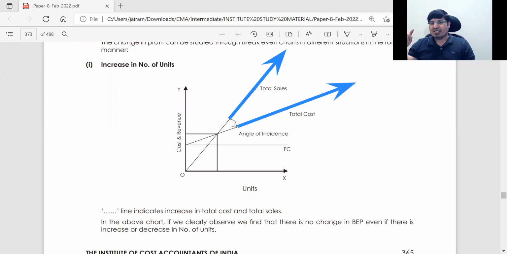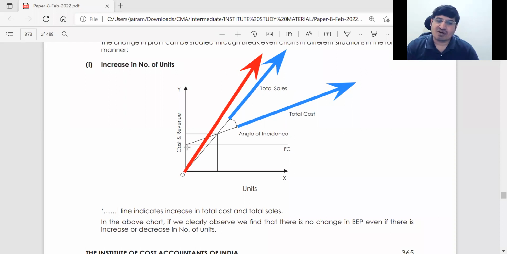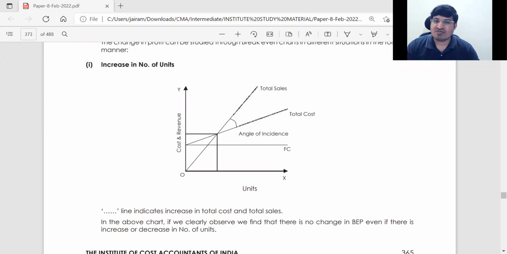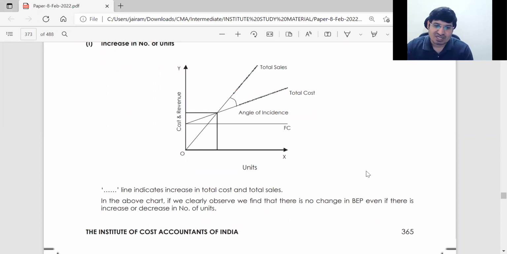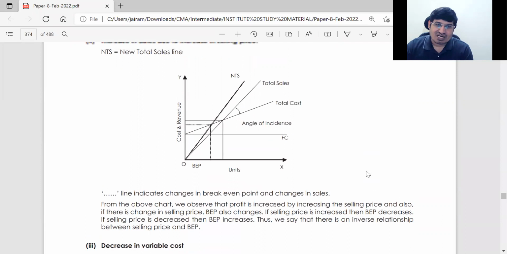So this is one point: with more sales of units or a reduction of sales, the angle of incidence doesn't change. But if you change your selling price per unit, then it will change. Or if you make any change in your variable cost per unit, then it will change. With sales of more units, it will not change. This is the first point here: an increase in the number of units causes no change in the angle of incidence.